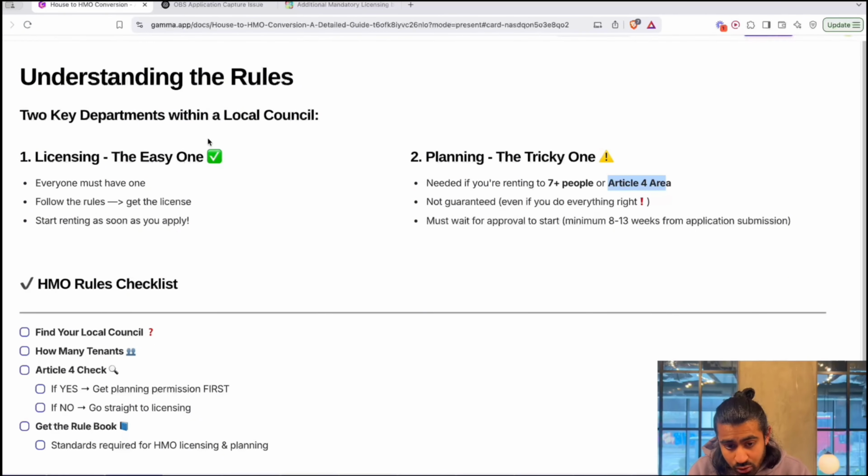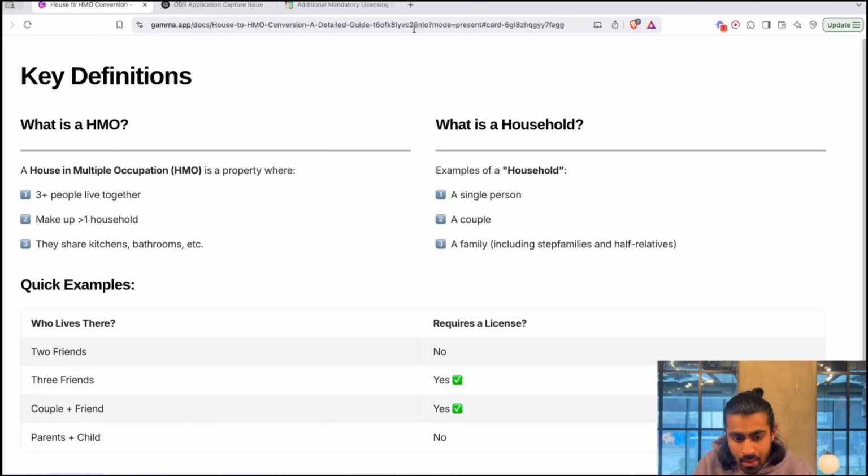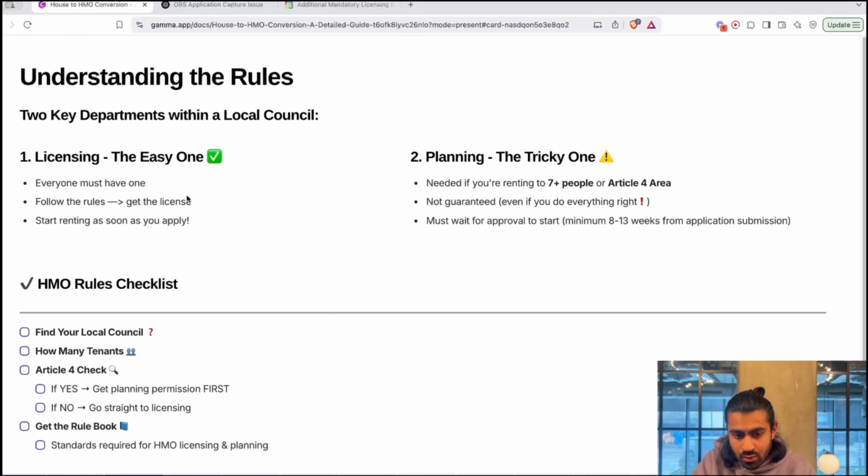If your local authority or your local council has an Article 4 area, then regardless of the amount of people that are living in the property, of course it still needs to be above 3, you will require planning permission. Okay, so super important.